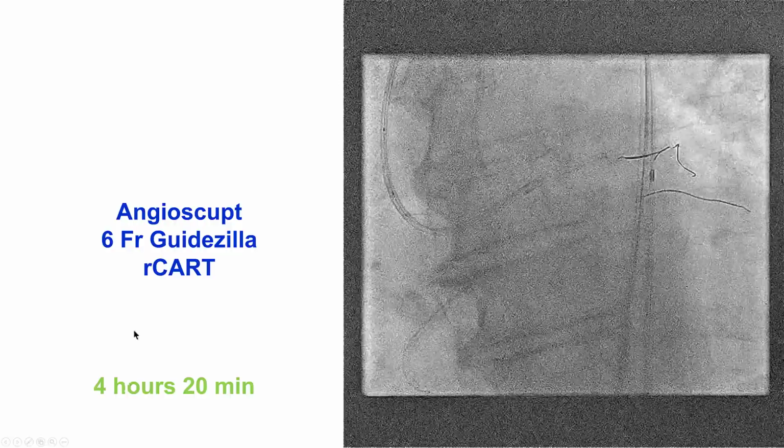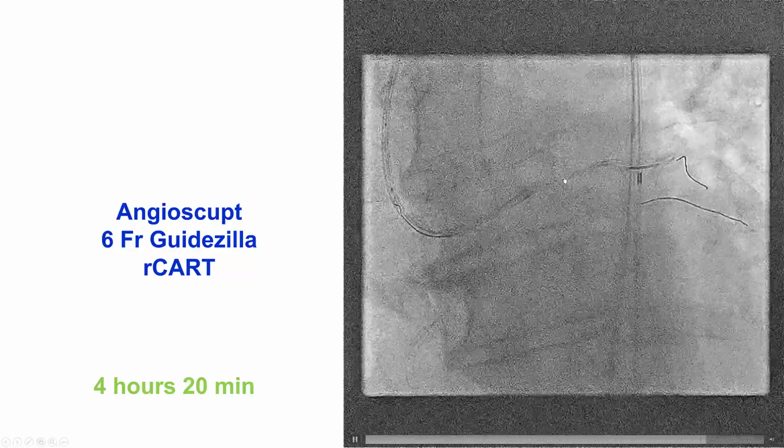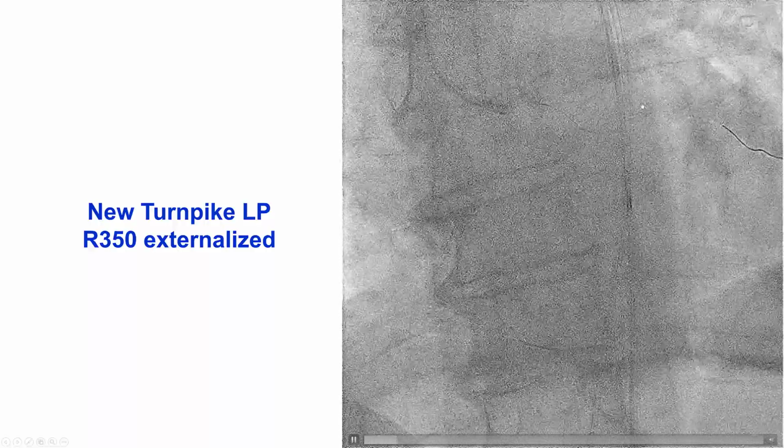So clearly a very challenging case, but at this point we thought that we were getting closer to being done given the successful retrograde crossing. We were unable to advance the retrograde microcatheter, but using a new one, we were able to get it into the antegrade guide, and then we externalized an R350 guide wire. So we now had fairly strong support for antegrade delivery of equipment.